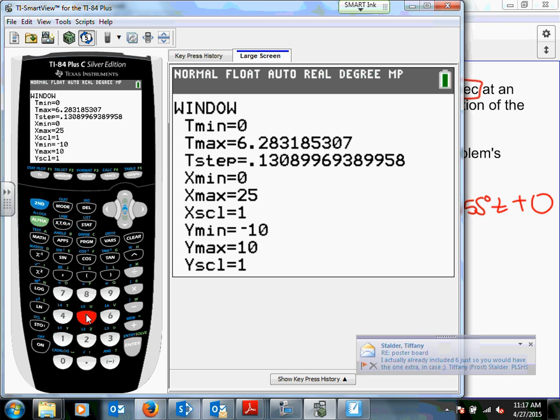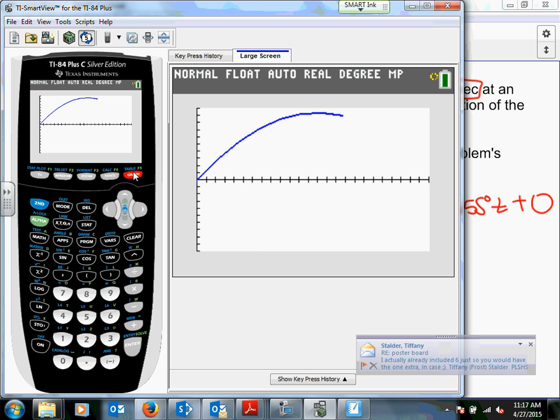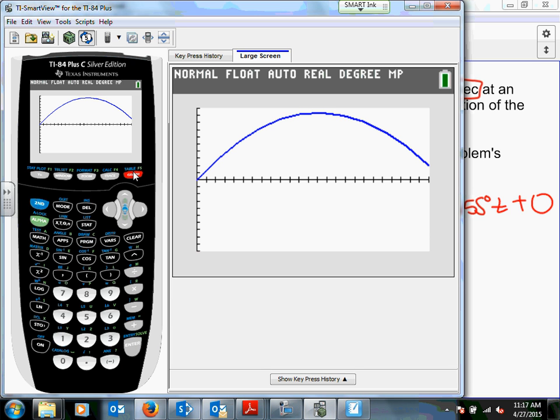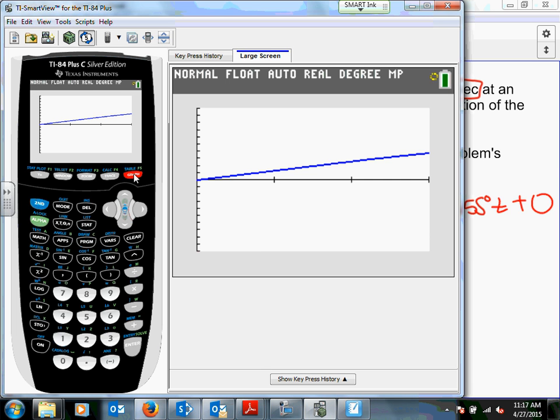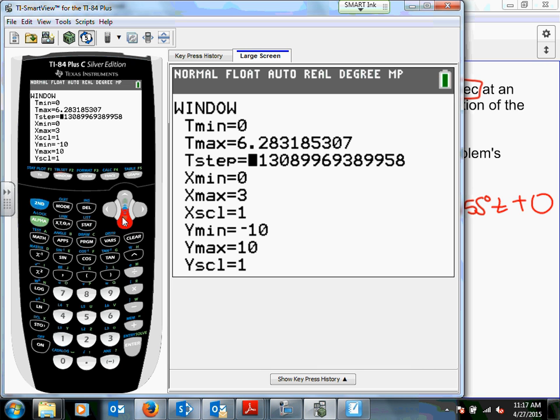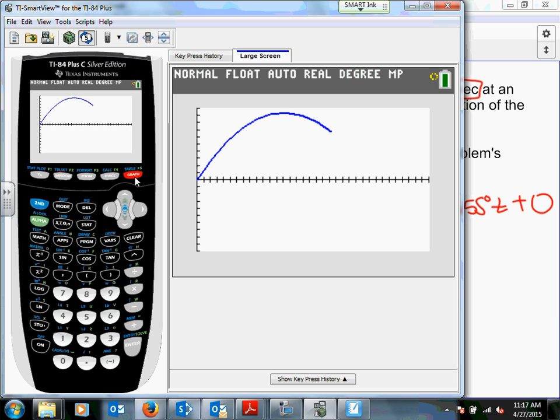Okay. Not quite. So I'm going to go back to my window and, on the safe side, put 35. Oh, no, I didn't do that right. I put 3. There we go. Hey, look at that.